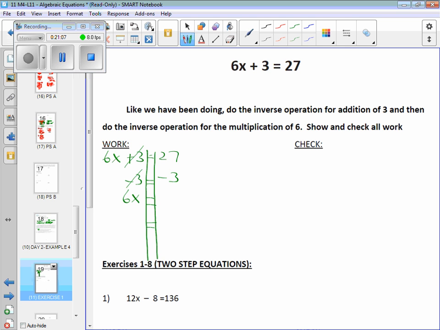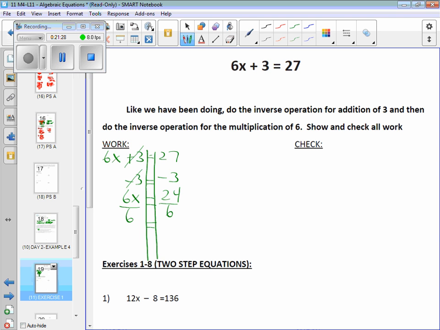Now 27 take away 3. Is everybody okay with what we've done so far? Yes. Now you're right back to what you did yesterday. Oh, I know. Good, Aunt. Divide by 6, and then you get the answer 4.